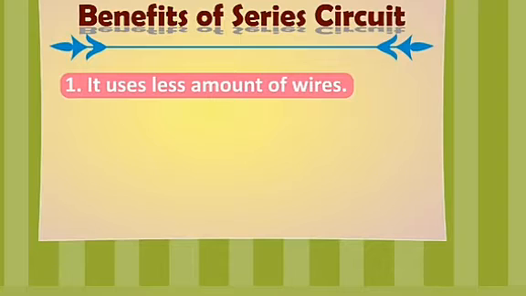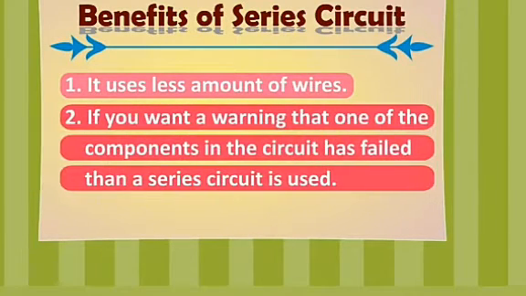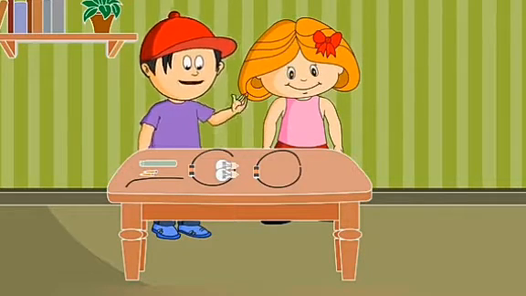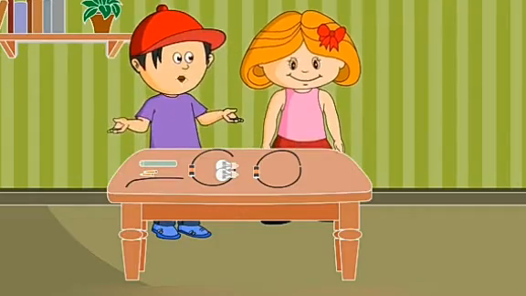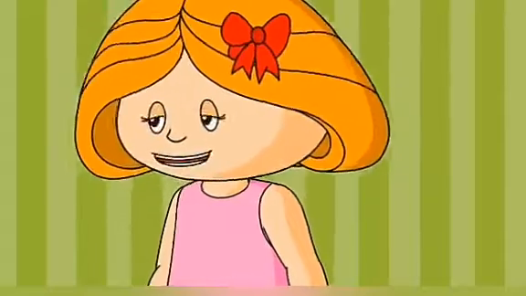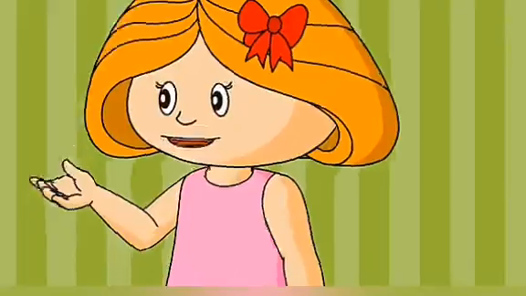There are two benefits. One, it uses less amount of wires, and the second advantage is that if you want a warning that one of the components in the circuit has failed, then the series circuit is used. Now I understand all about this simple circuit. Can you make a parallel circuit? Oh yes, let's make a parallel circuit for you.